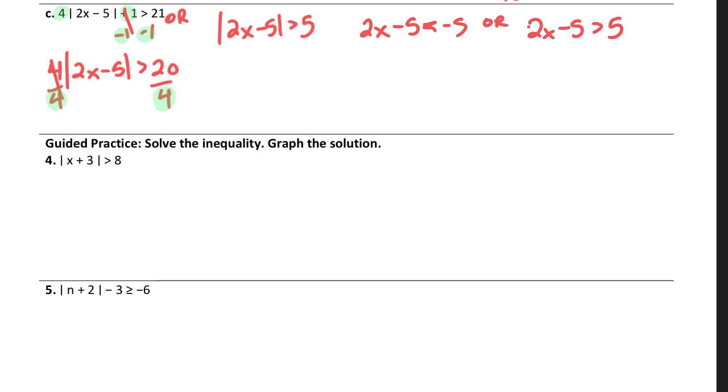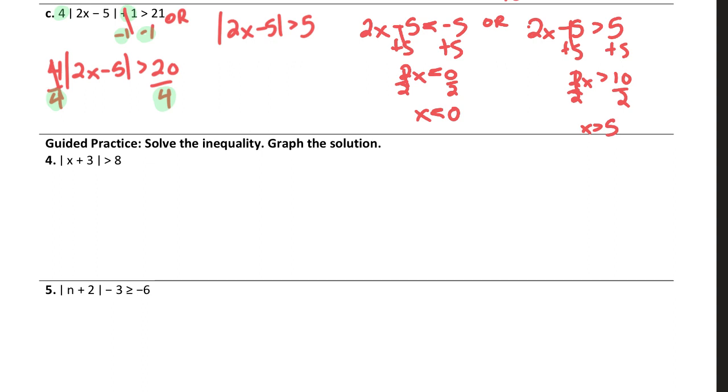So to solve this, I would add 5: 2x is less than 0, divide by 2, x is less than 0, because 0 divided by 2 is 0. For my other solution, add 5, 2x is greater than 10, divide by 2, x is greater than 5.